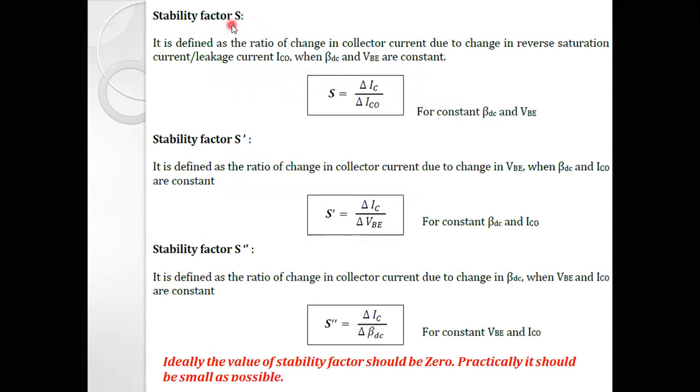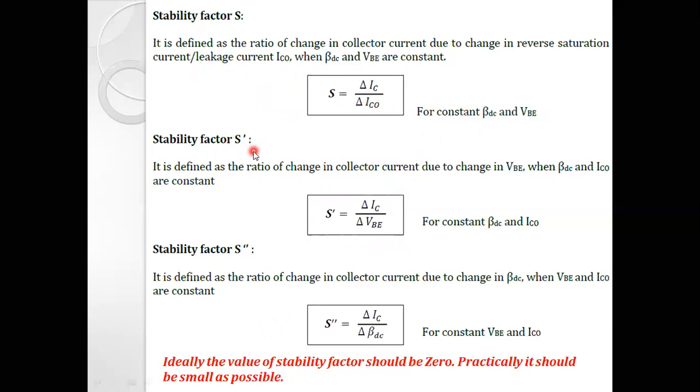Stability factor S is the ratio of change in the collector current due to change in the reverse saturation leakage current when beta DC and VBE are constant. So here the stability factor is described based on change in ICO, the reverse leakage current only, while keeping beta DC and VBE, these two parameters, constant. So that is the stability factor S.